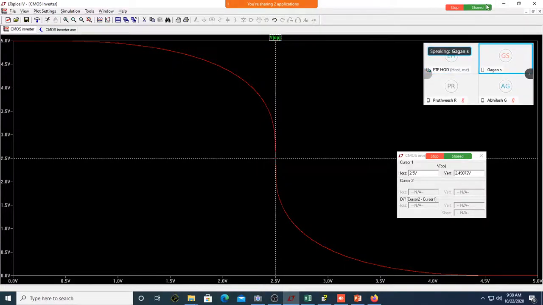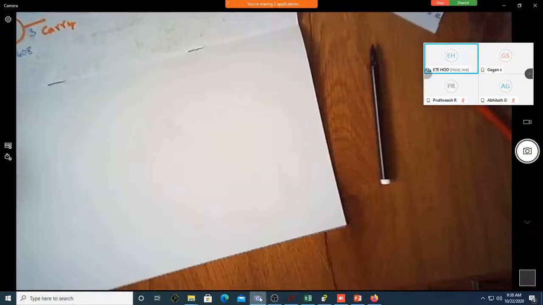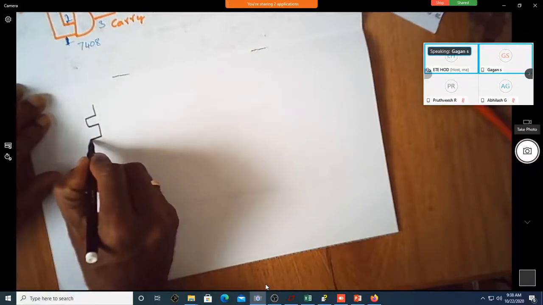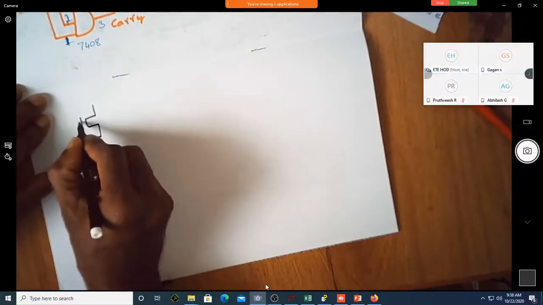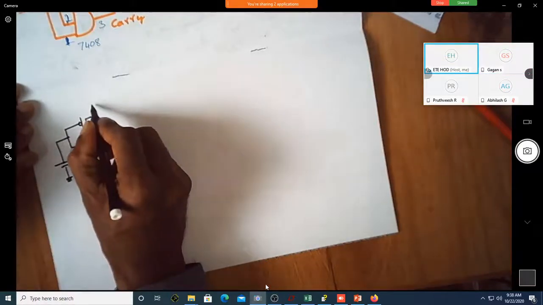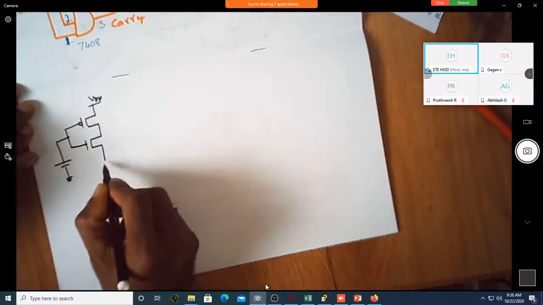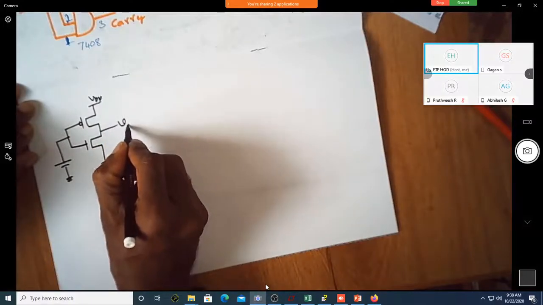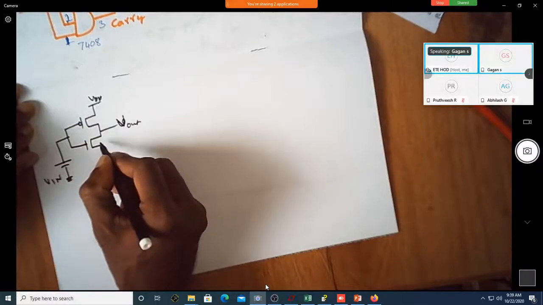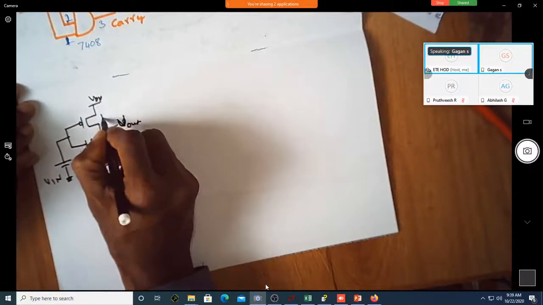Okay, let me just turn on my camera. So let me rewrite that transistor or inverter circuit. This is VDD, this is ground, this is Vout. Let me write capital MN, MP.